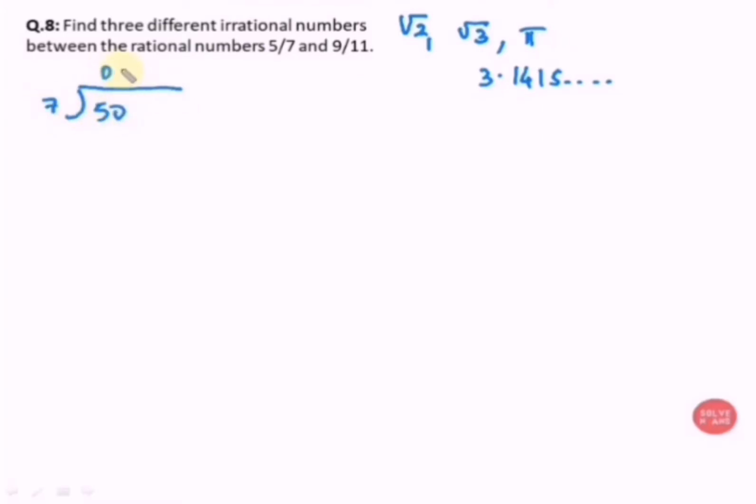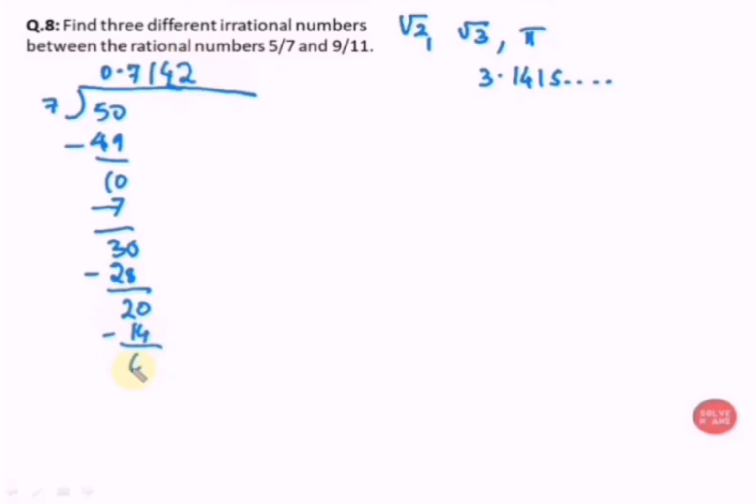So it's a smaller number, take a point, add a 0. Then 7 7 is 49, you get 1. Then add a 0, then 7 1 is 7. You get 3, add a 0. Then 7 4 is 28. You get 2, add a 0. Then 7 2 is 14. You get 6, add a 0. Then 7 8 is 56. You get 4, add a 0. Then 7 5 is 35. So now you got the remainder 5. So you got the same number back. So this expansion is not terminating.